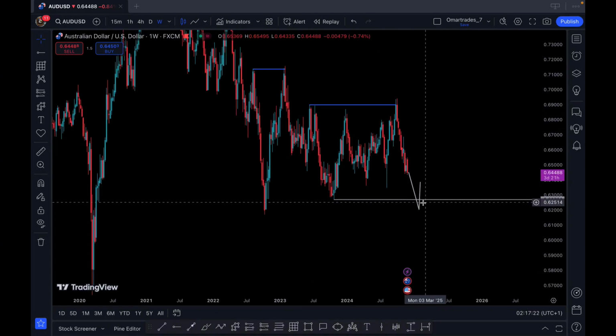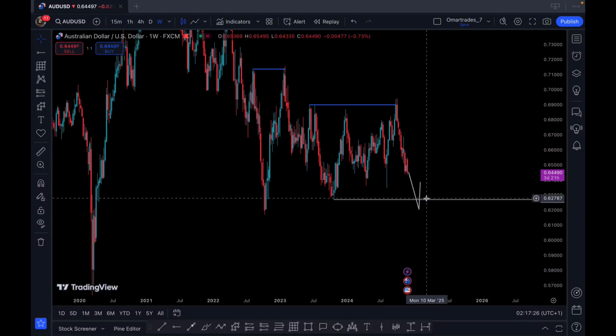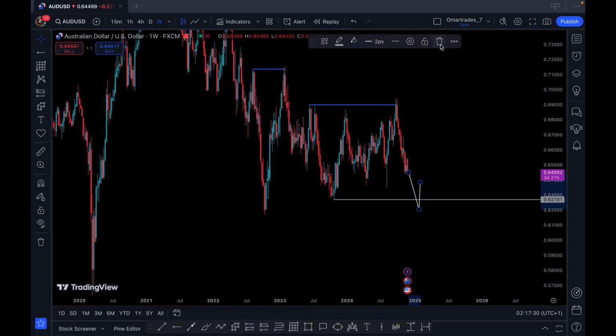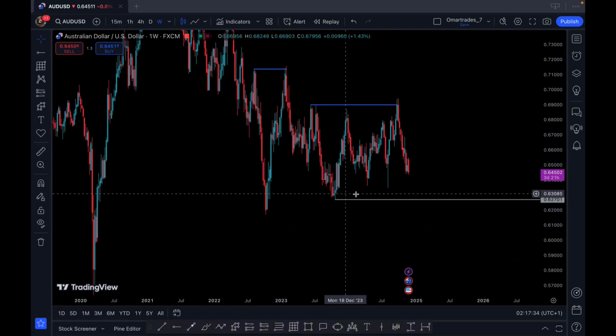However, if we actually break and have a solid continuation right here, then we can capitalize on the trade more to the downside. But for now, we are looking for price to fill those gaps that were left behind, which is why we are looking for the trade.